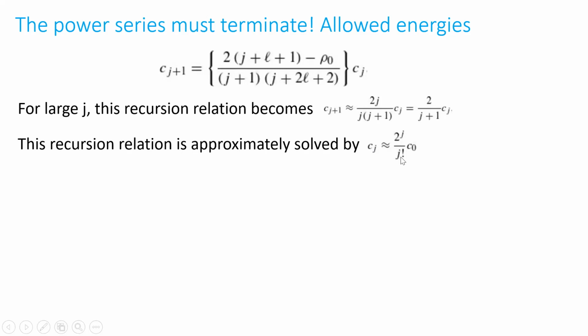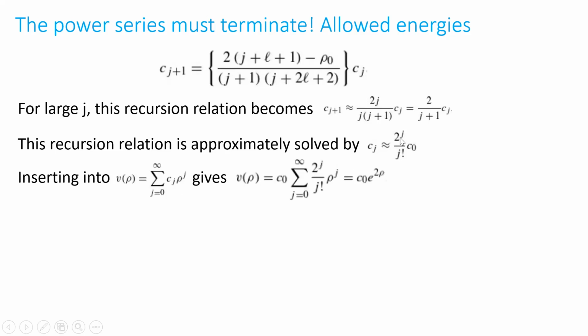multiplying by 2 over J each time we go from C0 to C1, C1 to C2, C2 to C3, etc. So we'd get J factors of 2, and then in the denominator, we would get J factorial, because first J would be 1, then it would be 2, then 3, then 4, then 5, then 6, which becomes J factorial. So our approximate solution then is Cj is 2 to the J over J factorial C0.